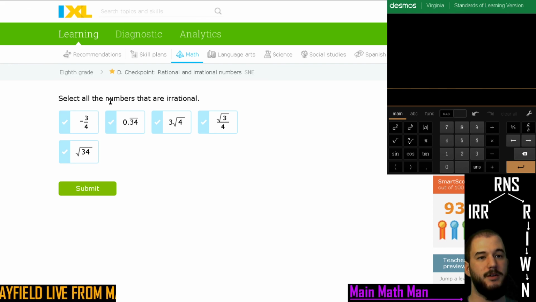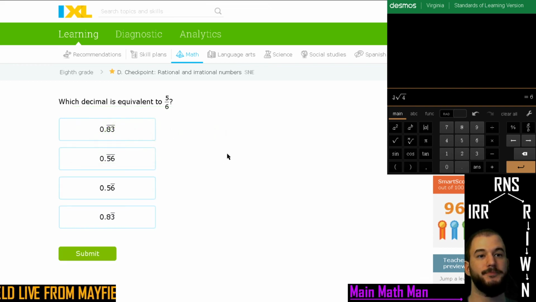All right, it says select all the numbers that are irrational. Square root of 3 is irrational. Let's see, what does this look like? Well, it says 3 times the square root of 4. 3 times 2 is 6, so that's rational. We have a fraction, we have a repeating decimal. These 3 are all rational. However, these last 2 are not rational.